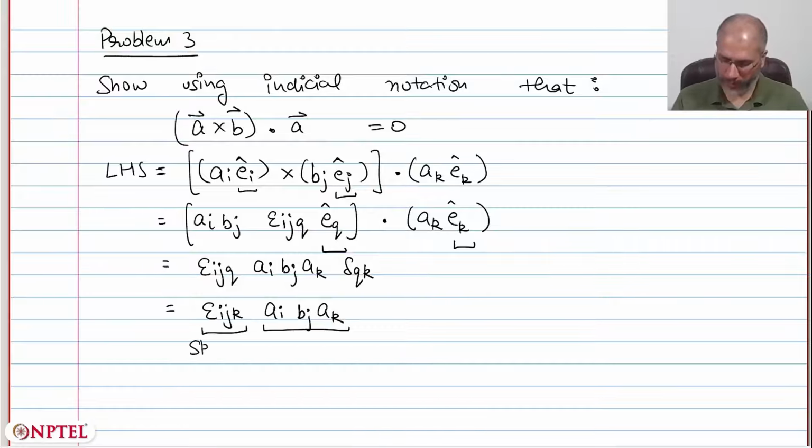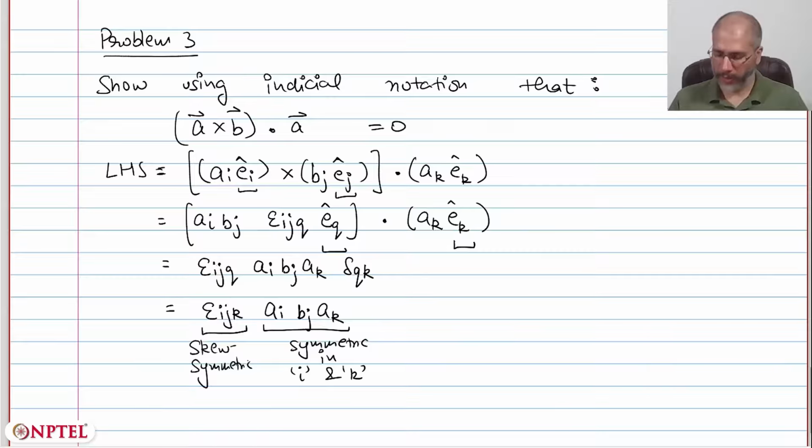So this is skew symmetric, and this A_i B_j A_k is symmetric in i and k. I am mentioning i and k because this expression is symmetric in only i and k. If you swap the indices i and k, you get A_k B_j A_i, which is the same because these are simply three scalar components, so they can be moved around. The value of this expression will not change.